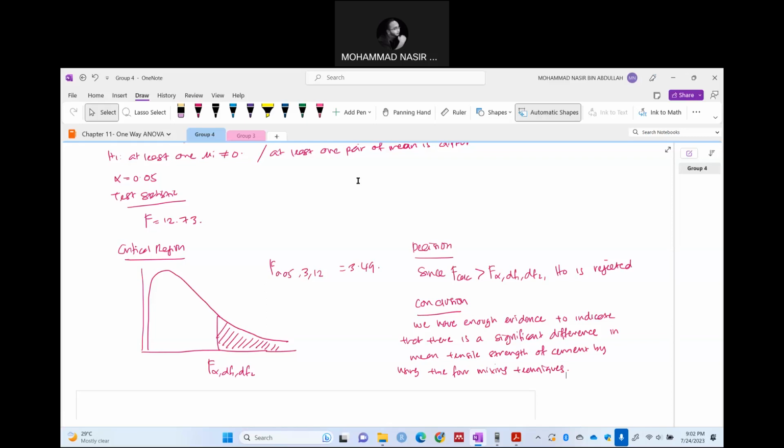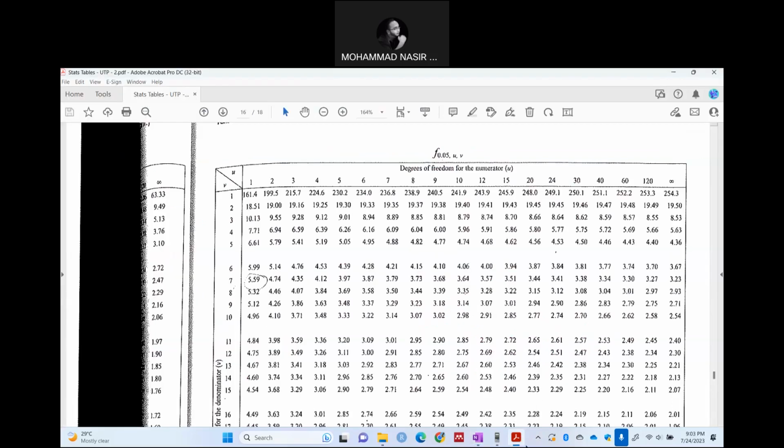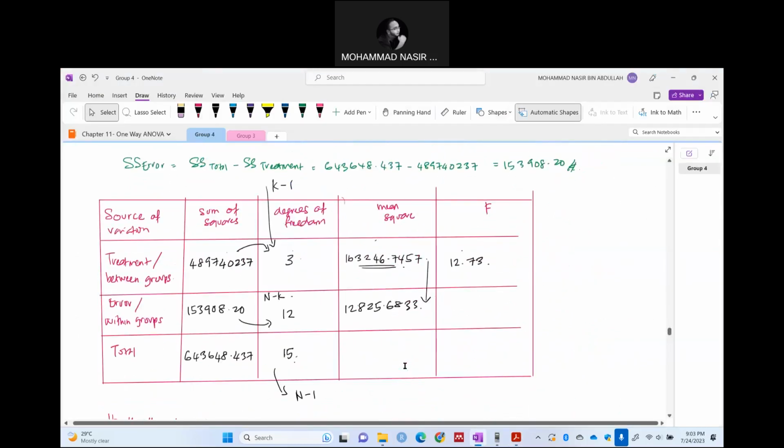Why is there no value here? For this one, there is none, because we don't calculate the mean square total. We just calculate mean square treatment and mean square error. This F represents all of these, because we divide these two values. So we will get only one F value. Okay.